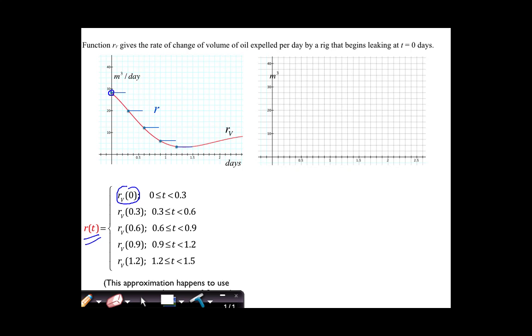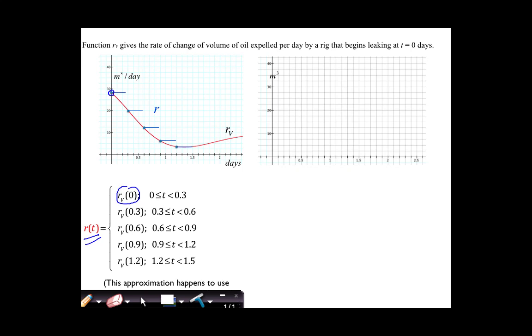And then the next interval, when t is between 0.3 and 0.6, I'm going to use a new value. What's the value? Well, it looks like about 20, but to express it precisely, it's the dependent value of the red curve that corresponds to a time 0.3. So it looks like 20, but I can call it r sub v of 0.3, and I'm not just going to use that single point. I'm going to use it for a full 0.3 of a day.